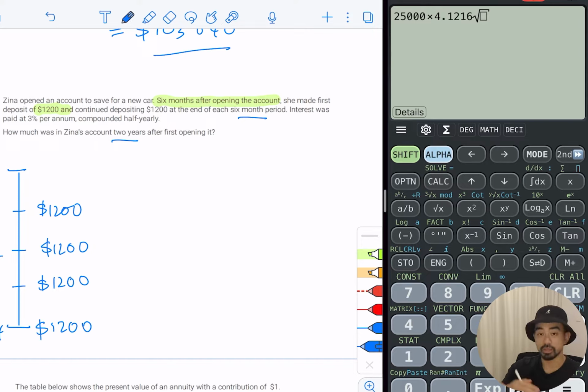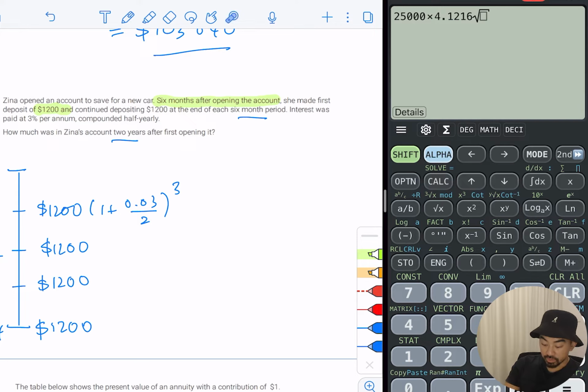Now let's deal with these one at a time. For this $1,200, this is going to get the 3% interest for 1 period, 2 periods, 3 periods, because it's every 6 months. That means this is going to be 1 plus 0.03 divided by 2, because every 6 months, to the power of, like I said, it's in there for 1, 2, 3 periods. So that's going to be the power of 3.